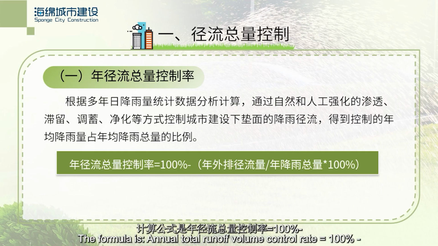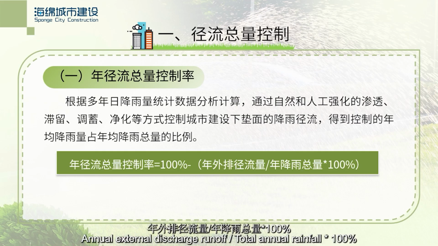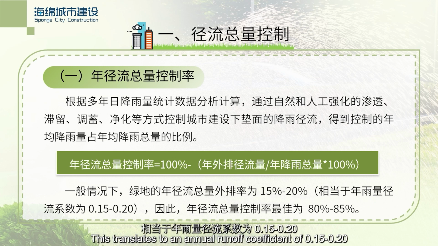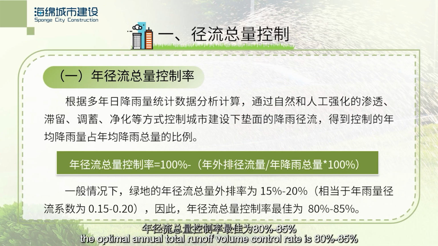The formula is annual total runoff volume control rate equals 100% minus annual external discharge runoff divided by total annual rainfall, times 100%. Typically, green spaces have an external discharge rate of 15% to 20%. This translates to an annual runoff coefficient of 0.15 to 0.20. Thus, the optimal annual total runoff volume control rate is 80% to 85%.